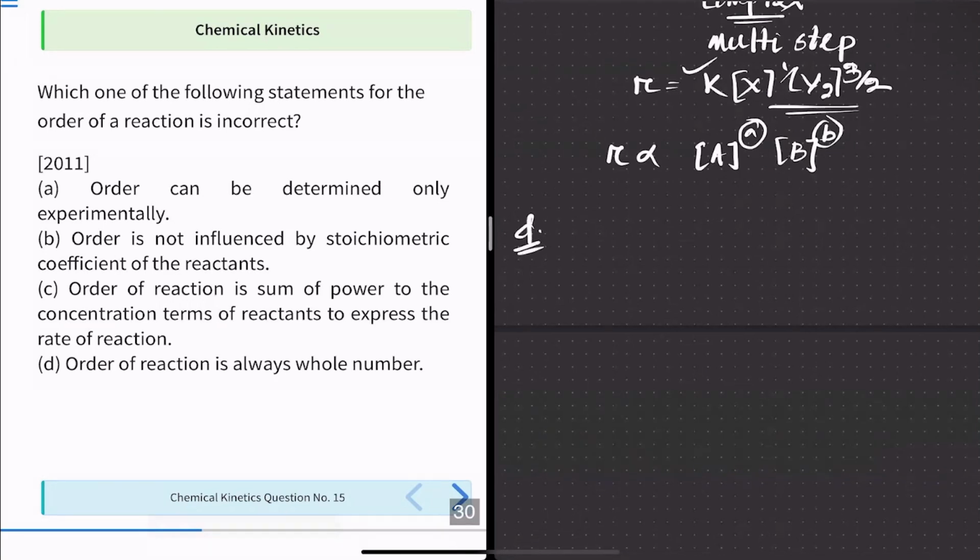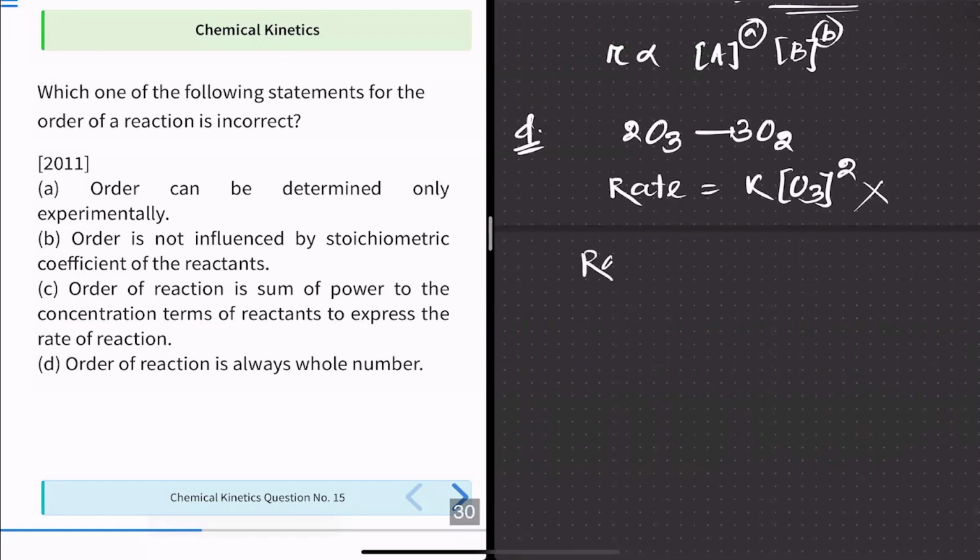Option D, order of reaction is always a whole number. No, it can be a negative number, it can be a fraction, or it can be zero. It is not always a whole number. For example, let's suppose the reaction of ozone. Ozone is breaking down into oxygen. The balanced equation will be 2O3 giving 3O2. You might guess the rate of reaction would be K into O3 to the power 2. No, it is not correct.